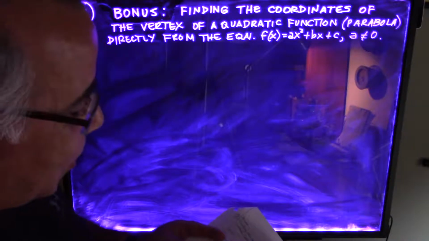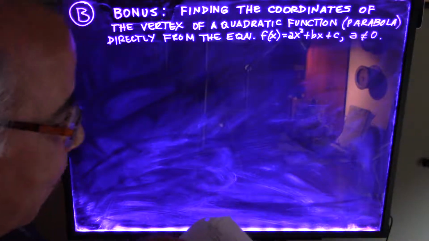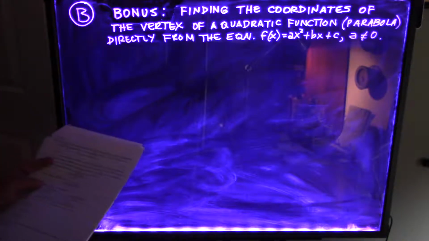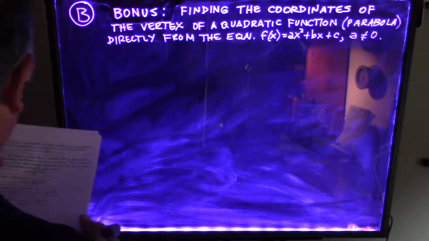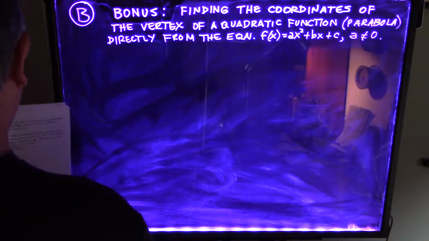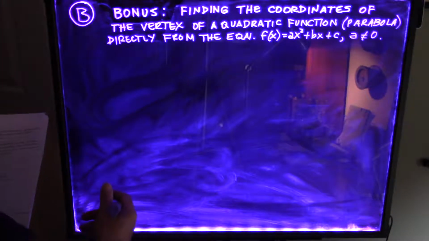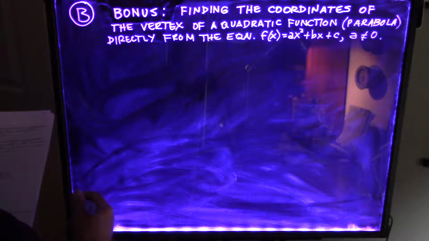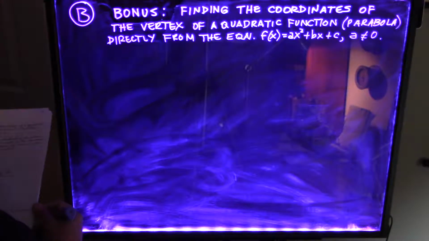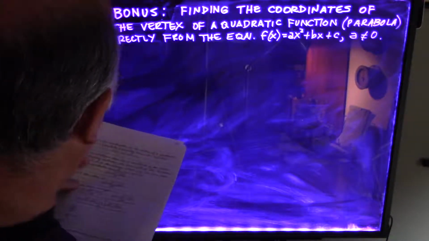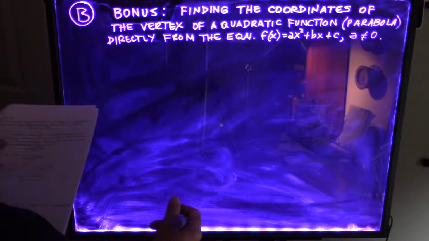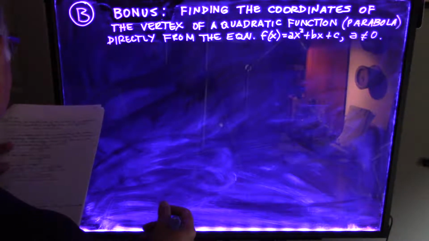All right. So we're going to show you how they got that. They didn't tell you how they got that. They just threw it at you, right? So we're going to find out. The x-coordinate of the vertex is halfway between the two roots of the function.